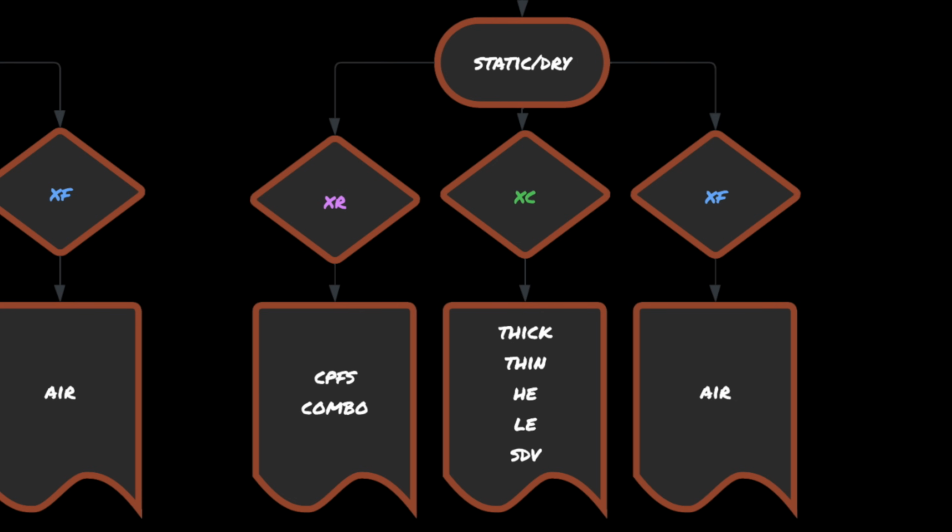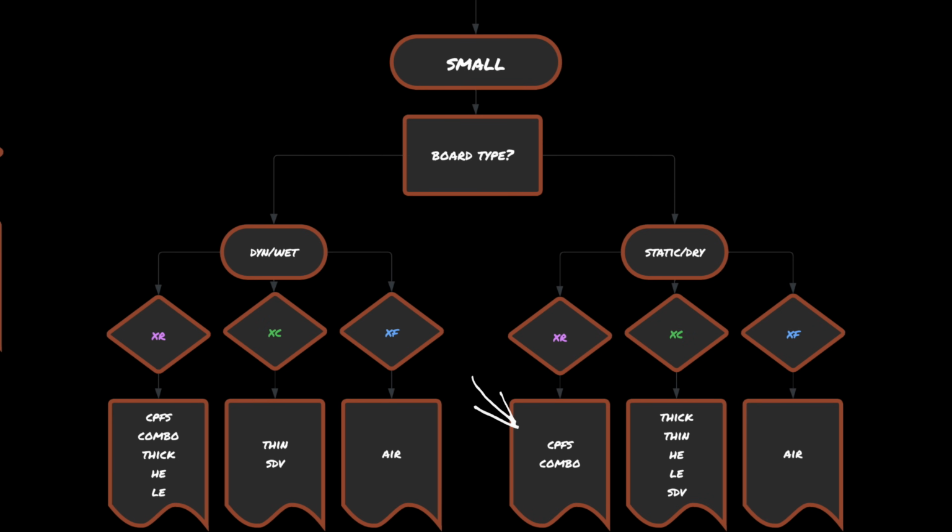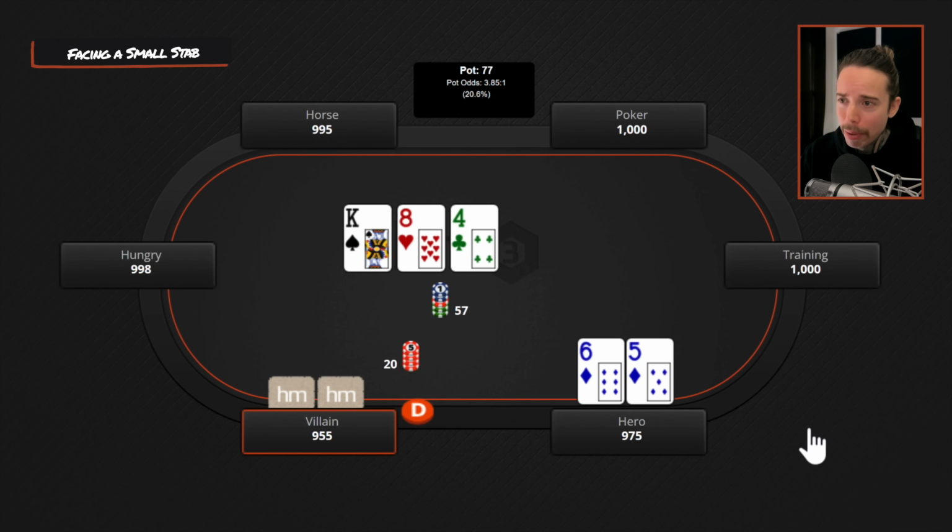So why, when the board is static and dry and they stab small, are we being so careful about the hands we check raise, while when the board is dynamic and wet and they stab small, we are just check raising with impunity? Going back to our board here, the answer is the more static and dry the board, the less our opponents are going to telegraph the strength of their hand with their size. On a board like this, king 8-4 rainbow, the board is super static, super dry, there's really only gut shots out there, not much for our opponents to worry about. Our opponents just don't telegraph their hand strength with their sizing nearly as much.